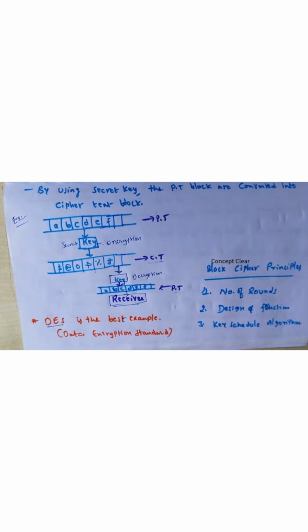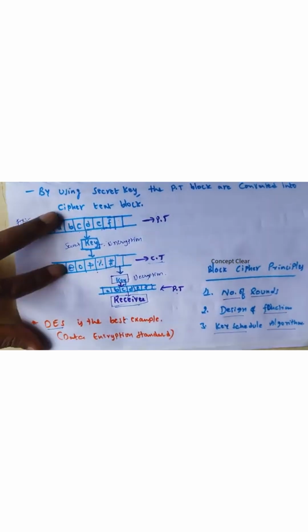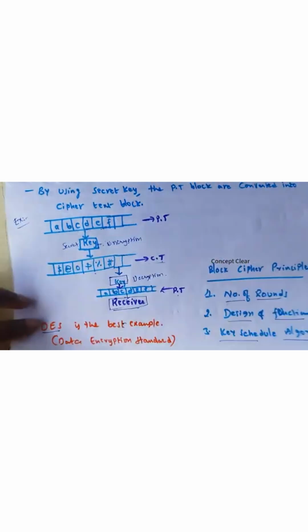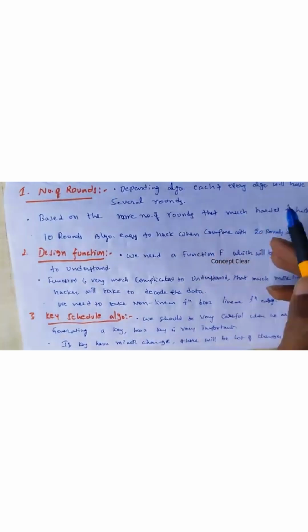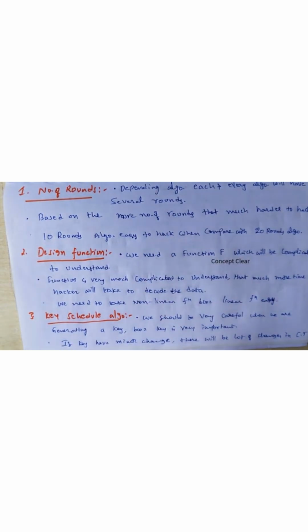Here block ciphers have three principles. The first one is the number of rounds, the second is the design of the function, and the third one is the key scheduler algorithm. We will discuss them one by one. Okay, what is the meaning of number of rounds? Number of rounds depends on the algorithm. Each and every algorithm has several rounds of operation. In each round, we will perform the encryption with the secret key.